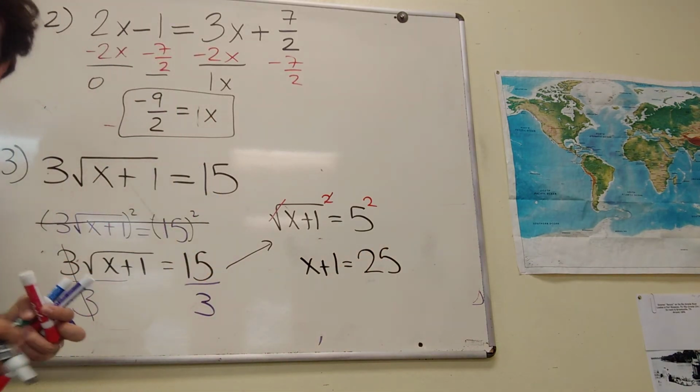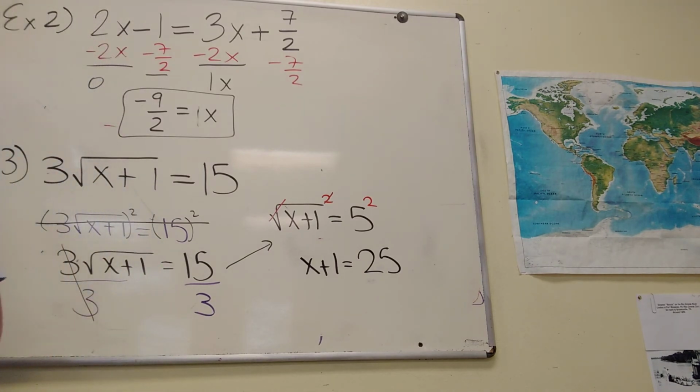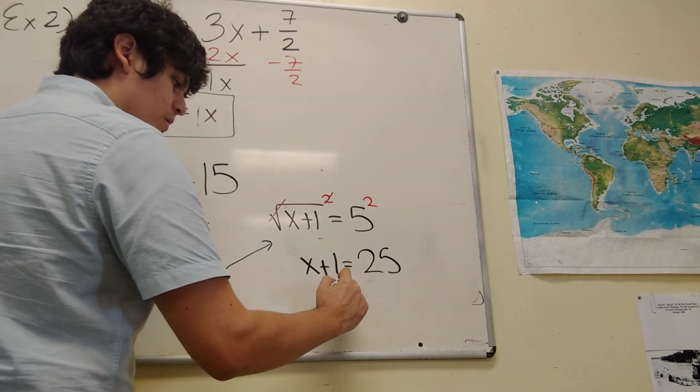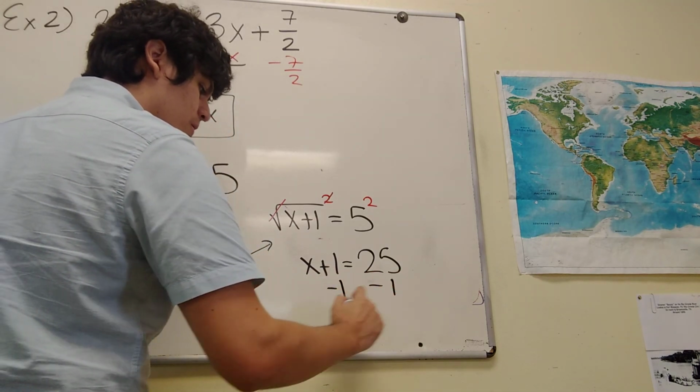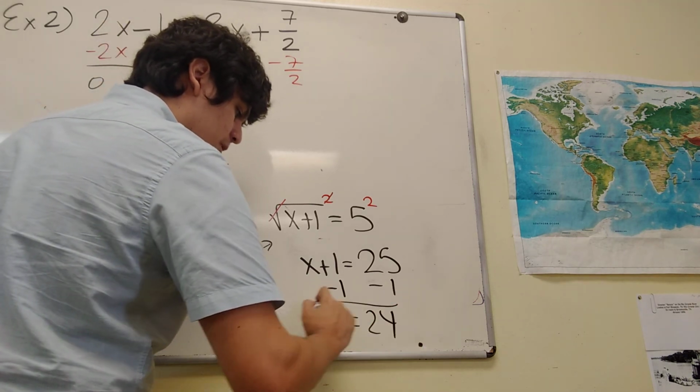Now, Jose Eduardo, go ahead and land this plane, dock this ship, park this car, bring us home. You have to subtract 25 minus 1, very good, which is 24, and it will be x equals 24. Excellent job, Jose Eduardo.